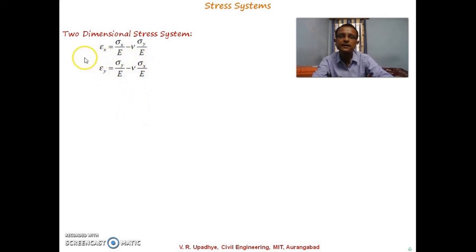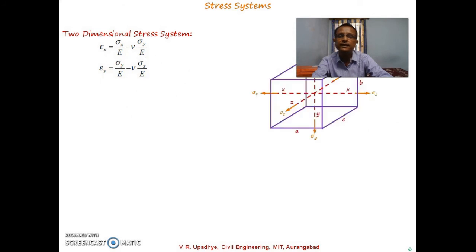So in a two-dimensional stress system, the strain in the x direction is due to sigma x as well as due to sigma y. One is direct, another is lateral, or one is longitudinal and the other is due to lateral. Similarly for epsilon y, the part sigma y divided by E is longitudinal, and minus mu times sigma x divided by E is lateral. Okay, with this we'll go further with one more system, the three-dimensional stress system.